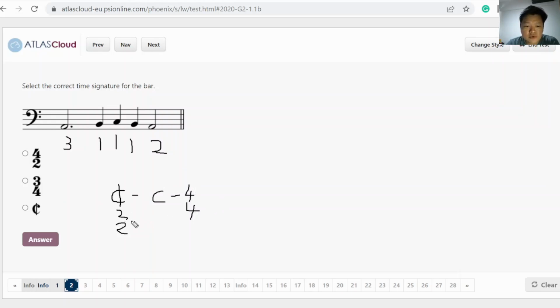2/2 stands for 2 minims in the bar, total is 4 counts here. But look at the time signature here, it is 8 counts, right? So it's 4/2. Next.